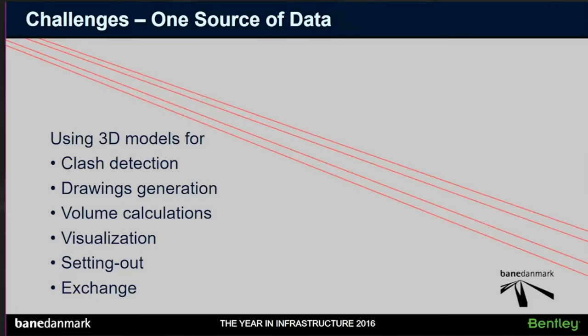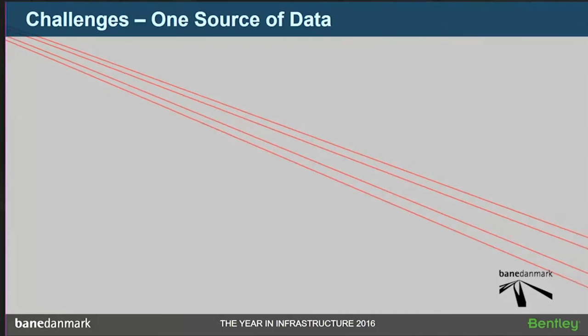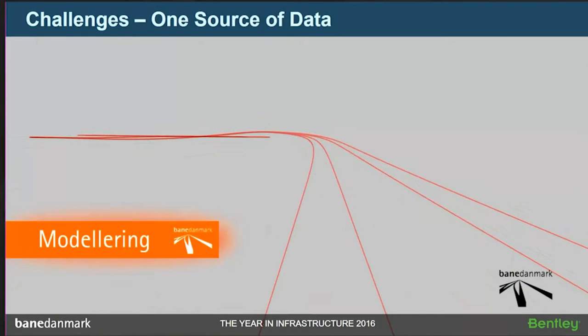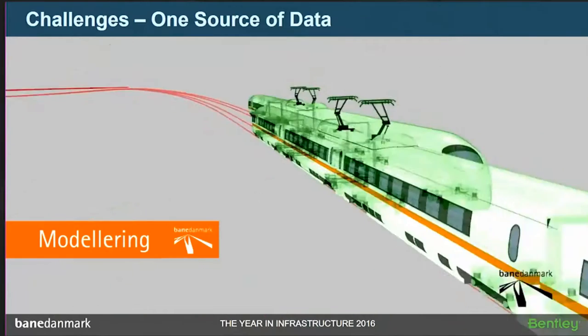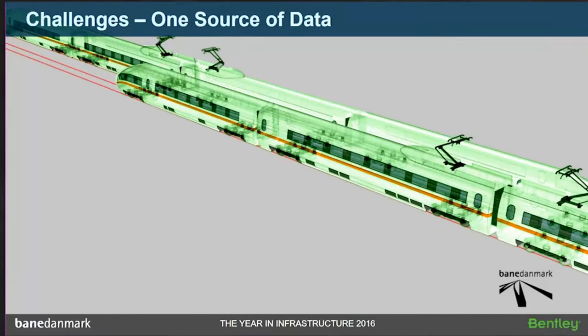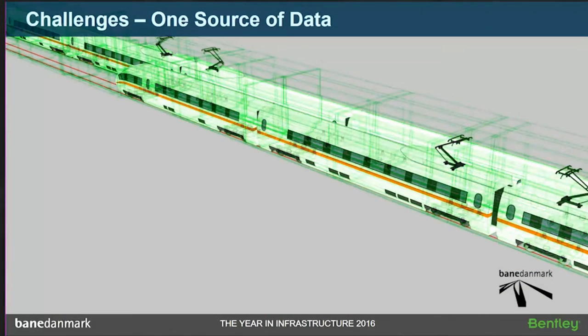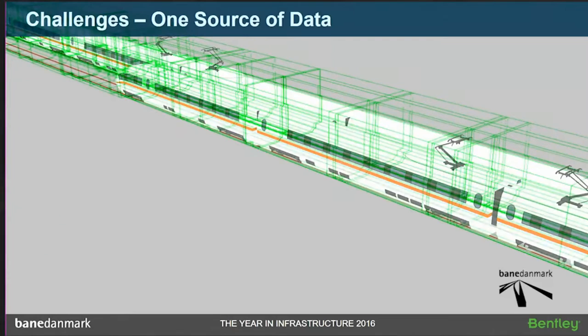The idea was to use just one source of data and use that one source of data for different purposes. The depository for this one source of data was our 3D models. We had the alignment for the railway in the BaneDK rail track. A clearance profile for the trains was defined in the same product in BaneDK rail track.